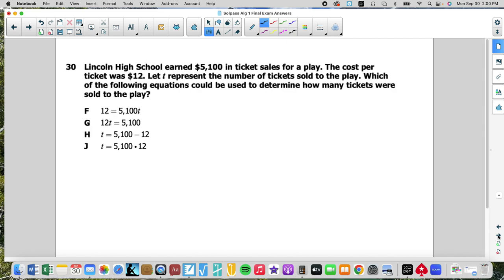Lincoln High School earned $5,100 in ticket sales for a play. The cost per ticket was $12. Let T represent the number of tickets sold to the play. Which of the following equations could be used to determine how many tickets were sold to the play? If each ticket was $12 and you sold T tickets and you earned $5,100, I would write something like this. Now notice that it is G. And if it wasn't one of the choices, and maybe they moved the variable around or did something funky, I would find an equivalency to that, but that's not the case here.